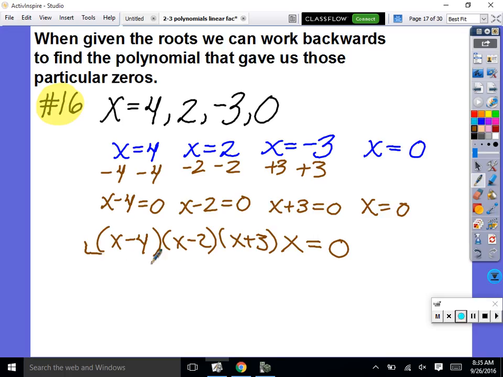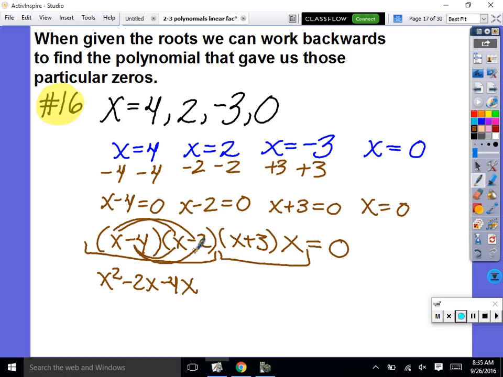Now we're going to multiply them together. So multiply 2 together and multiply 2 together, and then we'll multiply all of it together. Here we go. X times x is x squared. X times negative 2 is minus 2x. Minus 4x right there. Negative 4 times negative 2 is plus 8. Combined like terms, we get x squared minus 6x plus 8. Correct? So we have that.